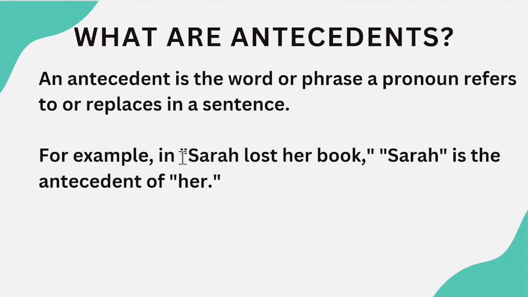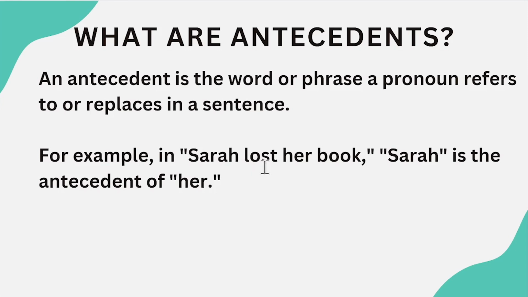So, here's an example. Sarah lost her book. Sarah is the antecedent of the word her. So, since this pronoun is referring to Sarah, that means Sarah's the antecedent of this pronoun. So essentially, if they're ever using pronouns, at some point in the passage, you needed to refer to the person so you know who you're talking about.